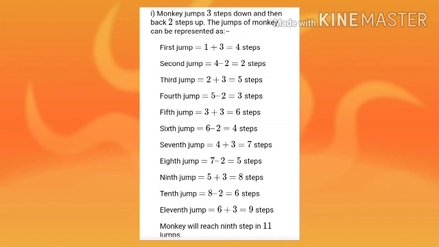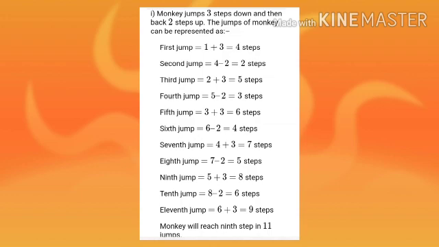First jump, the monkey was on the first step, right? Then it moves 3 steps down. 3 steps down is represented by plus 3. Therefore, the total is equal to 4. So, finally, the monkey was on the 4th step, right?